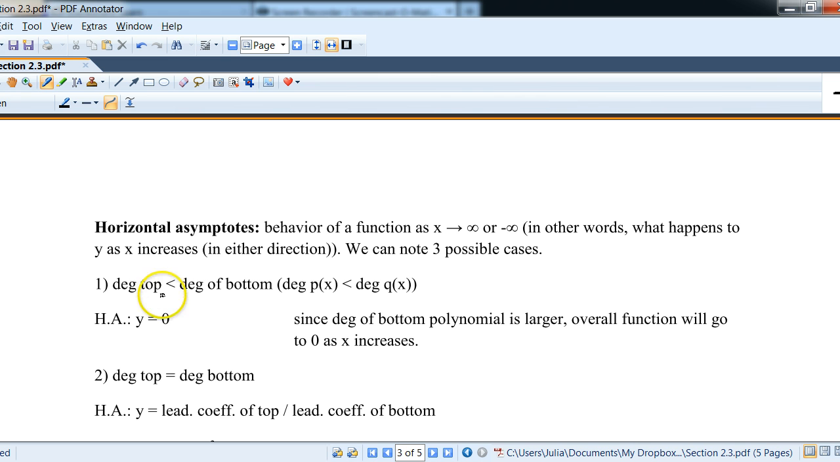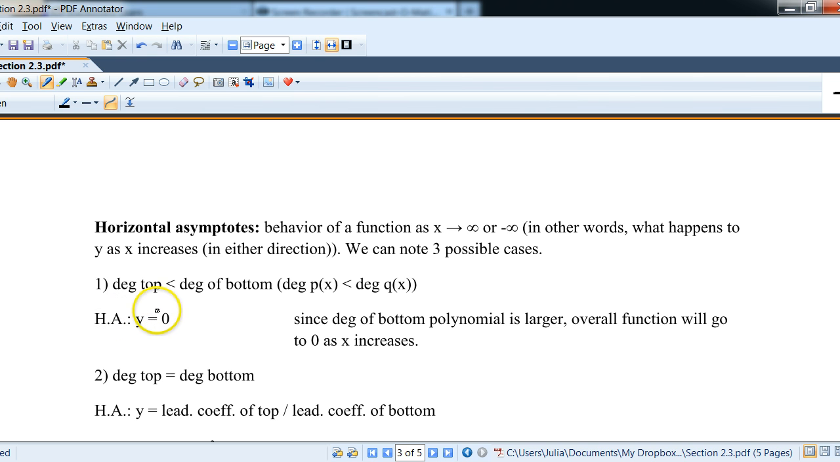What if you have the degree of the top less than the degree of the bottom? What's happening there is that the denominator is going to take over. It's going to get very large. And because the denominator is large, the whole function is going to die off essentially, or go down to 0.